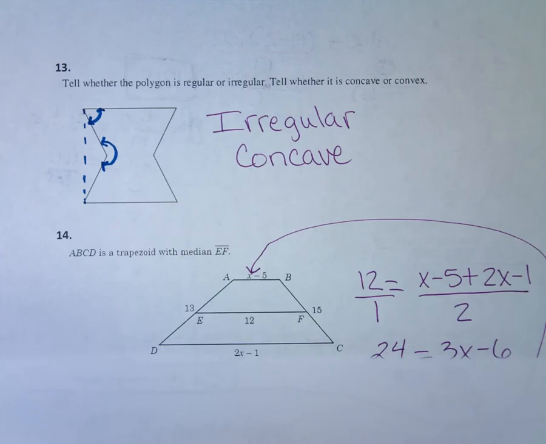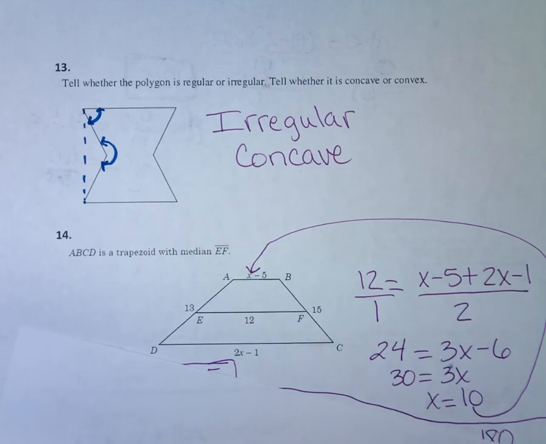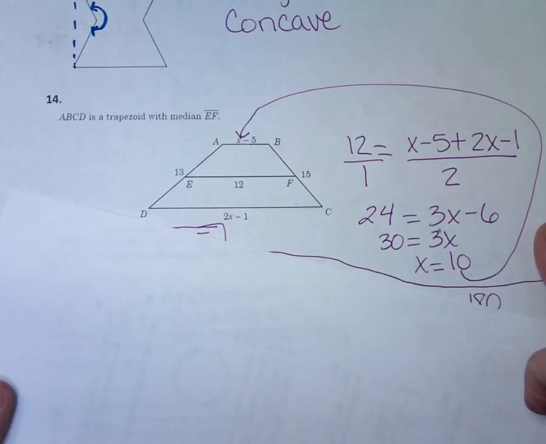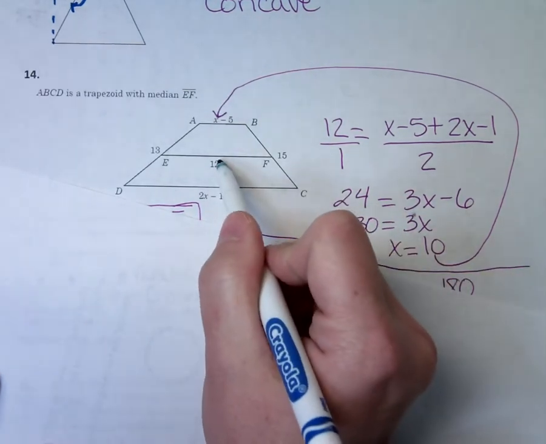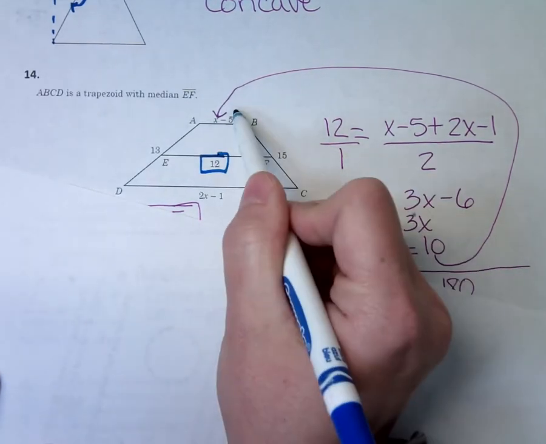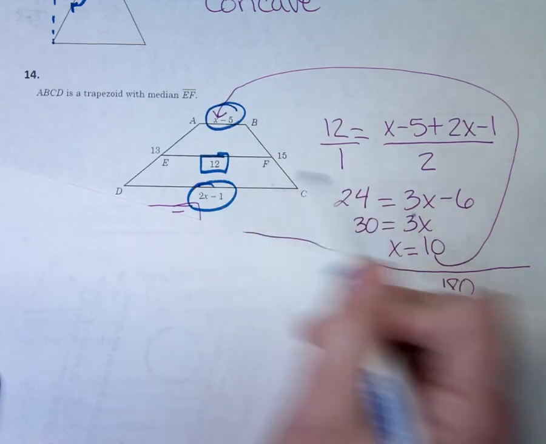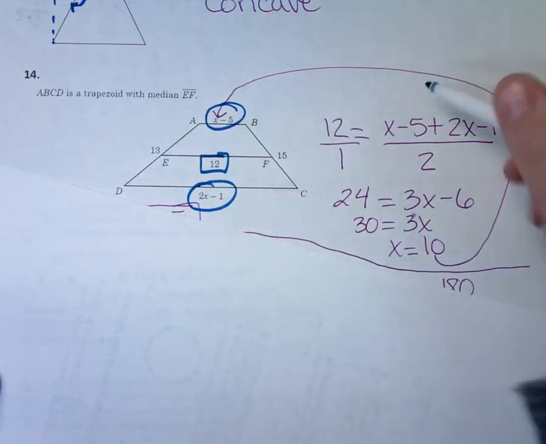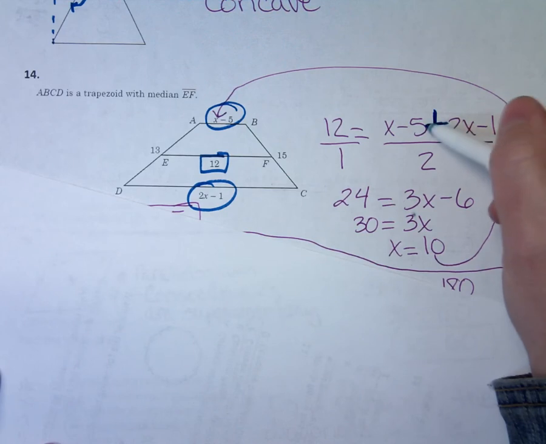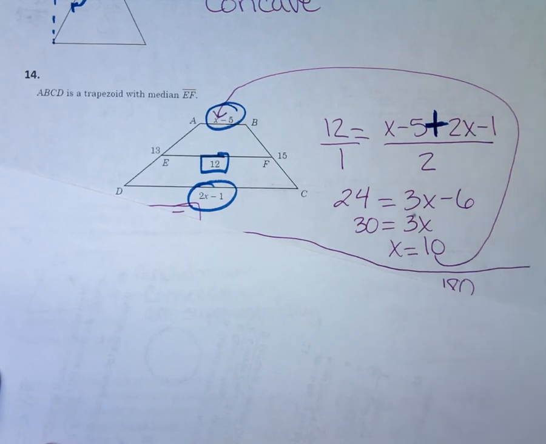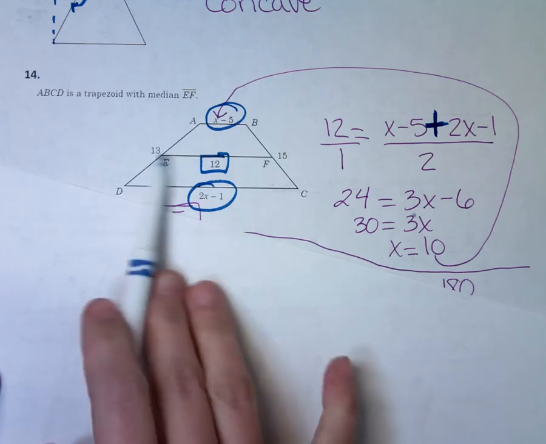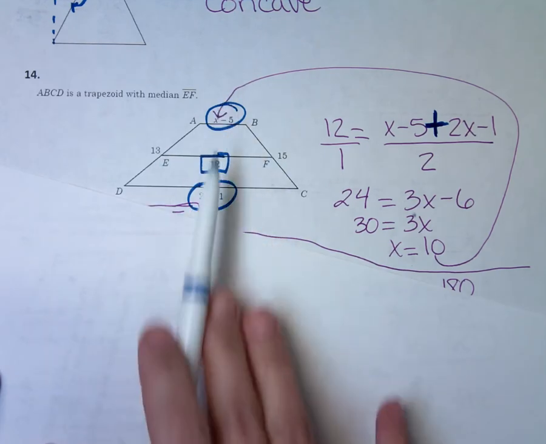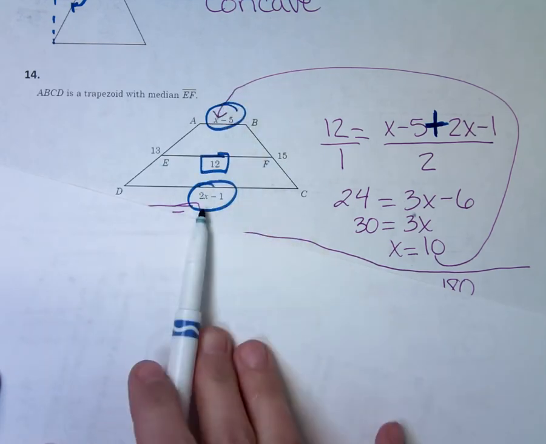Okay, this next one, the trapezoid. It's been a while. We learned that whenever we have the median of the trapezoid, the median always equals the top and the bottom of the trapezoid added together divided by 2. So the median of the trapezoid, 12, equals the top and the bottom of the trapezoid divided by 2.